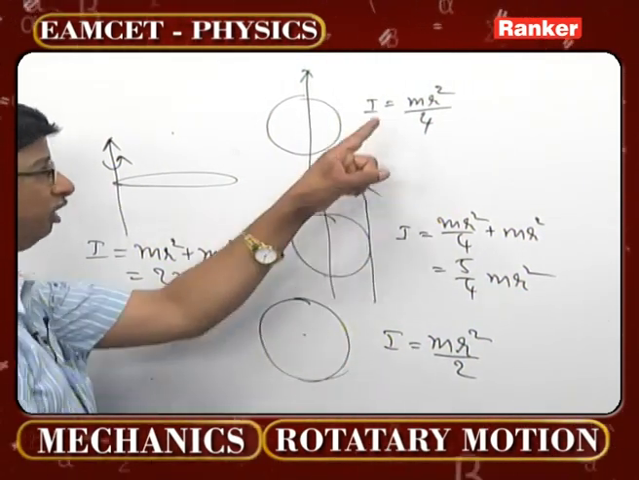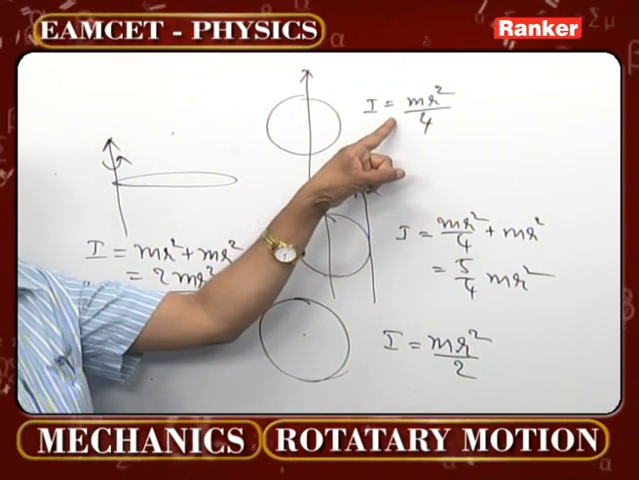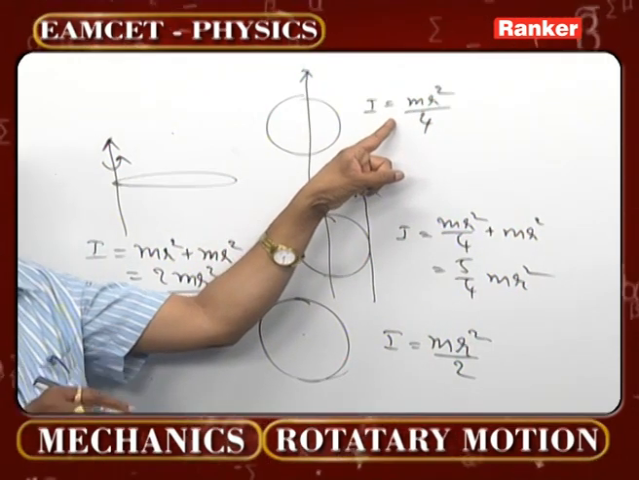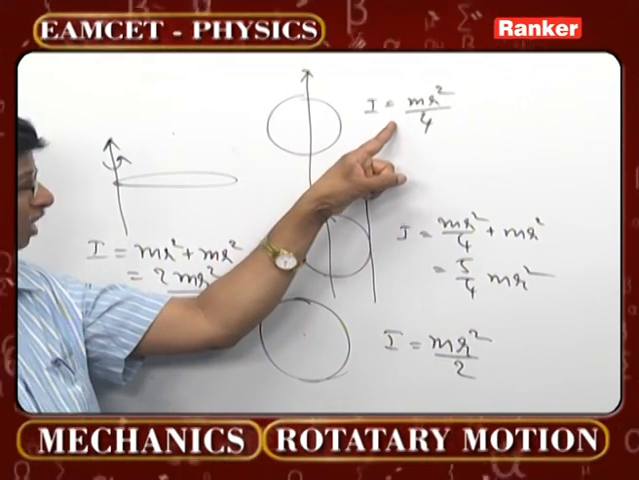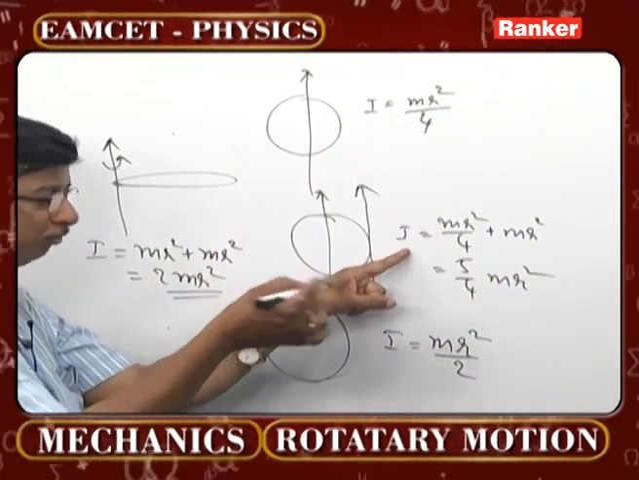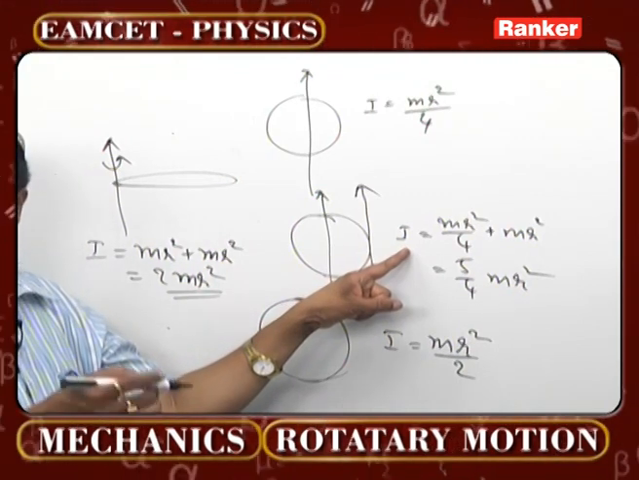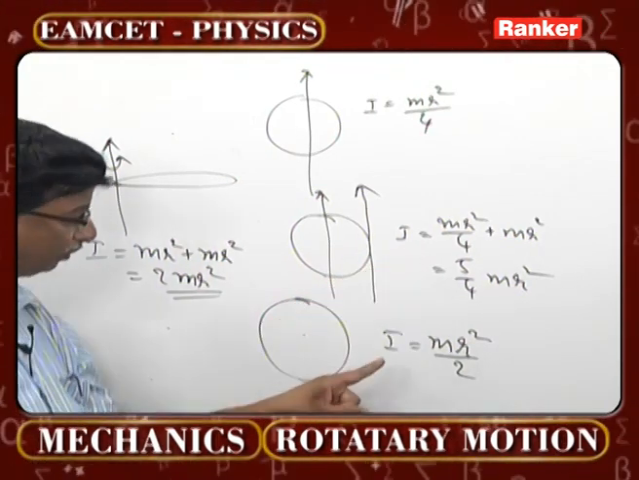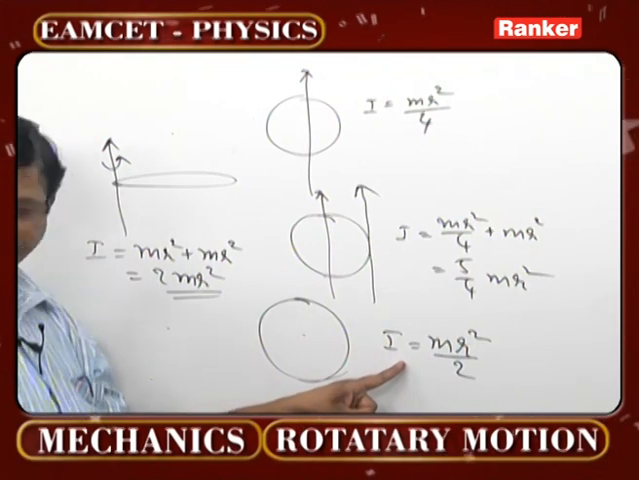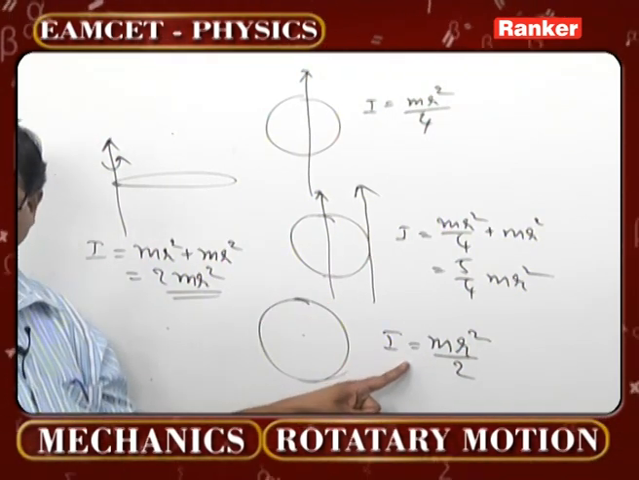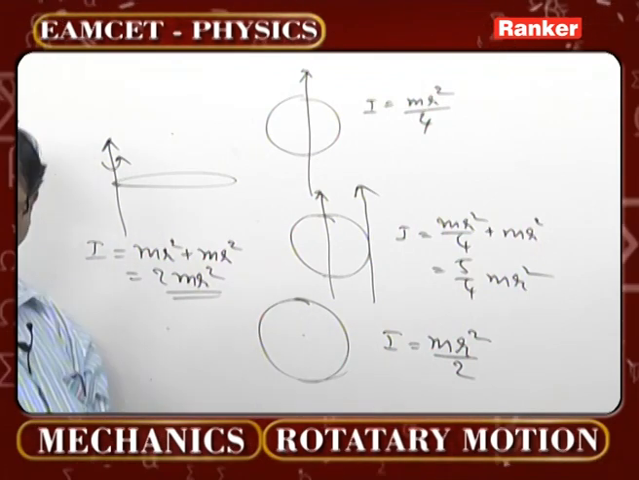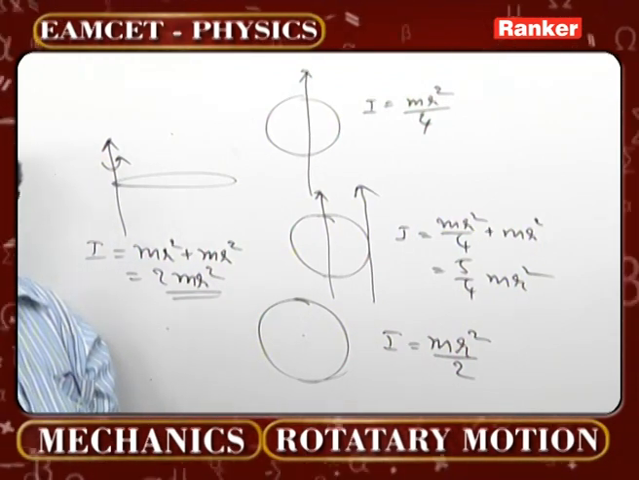Now look at the first one, mr square by 4. That means for A, it should be 1/4 mr square. That means A stands for F. And what is the second one? 5 by 4 mr square. That means B stands for G. And for the third one, what is the value? I is mr square by 2. That of course is H, corresponding to that. And the fourth one obviously will be 2 mr square, of course you will be getting there.